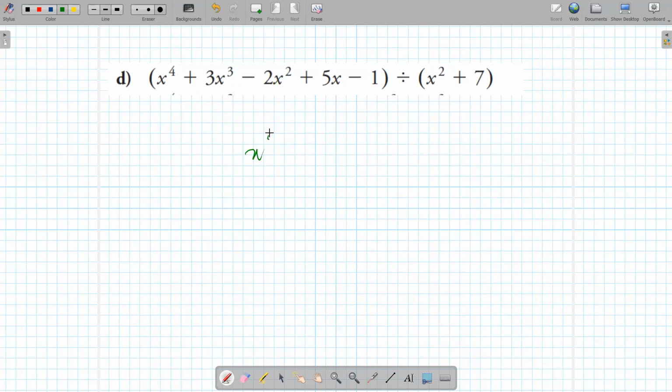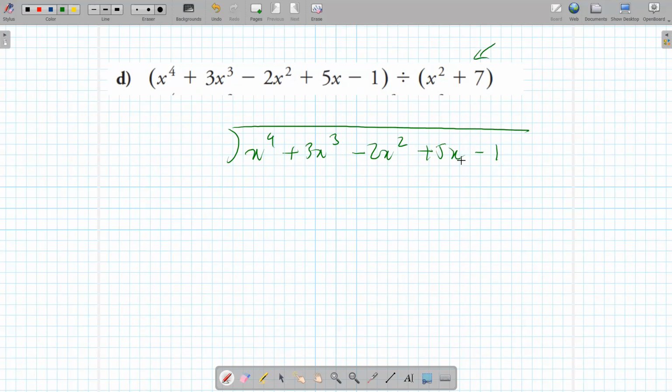All right, so look at this. Is there anything missing? Step one, ask yourself if, when it's in descending order, is anything missing? No, all the powers are accounted for. What about on the divisor side? Is anything missing here? Another x. Yeah, exactly. So this becomes x squared plus 0x plus 7. So if it's missing, you have to add a 0. It doesn't matter which side it's on, right?